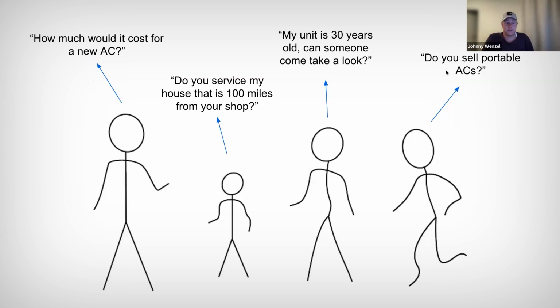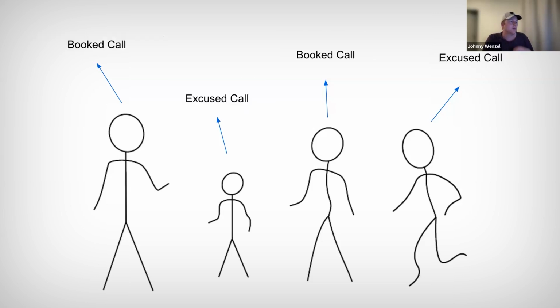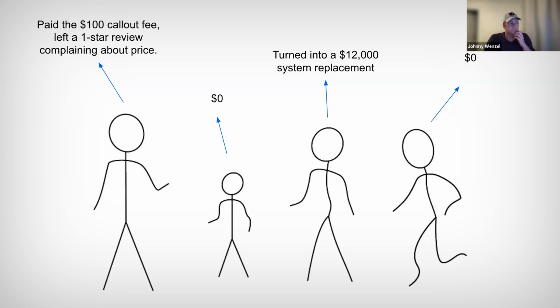Again, Google doesn't know the difference between these. They saw 4 success signals, 4 calls for their ads. They're going to keep getting 4 more that look exactly like this. But only 2 of those ended up getting booked. The other 2 were excused. And of those, the first one paid the $100 call-out fee, left a 1-star review complaining about the price without the work actually being done. $0 for the other 2. And the third one's the one that turned into a $1,200 system replacement. So they are not equal.